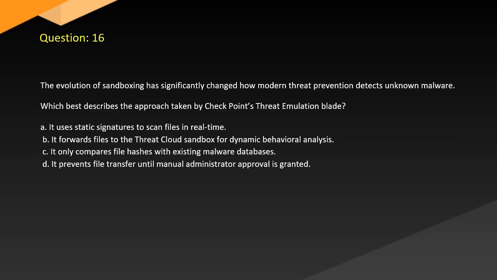Question 16. The evolution of sandboxing has significantly changed how modern threat prevention detects unknown malware. Which best describes the approach taken by Check Point's threat emulation blade? A. It uses static signatures to scan files in real time. B. It forwards files to the ThreatCloud sandbox for dynamic behavioral analysis. C. It only compares file hashes with existing malware databases. D. It prevents file transfer until manual administrator approval is granted.